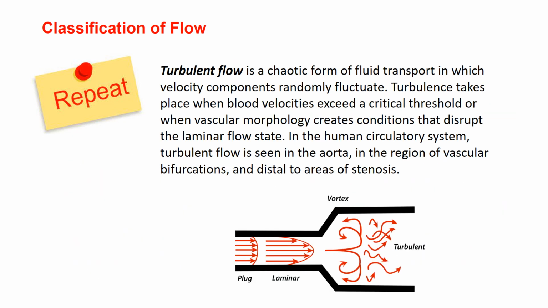Turbulent flow is a chaotic form of fluid transport in which velocity components randomly fluctuate. Turbulence takes place when blood velocities exceed a critical threshold or when vascular morphology creates conditions that disrupt the laminar flow state. In the human circulatory system, turbulent flow is seen in the aorta, in the region of vascular bifurcations, and distal to areas of stenosis.